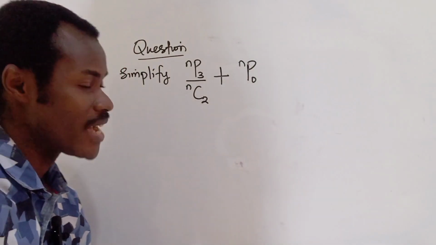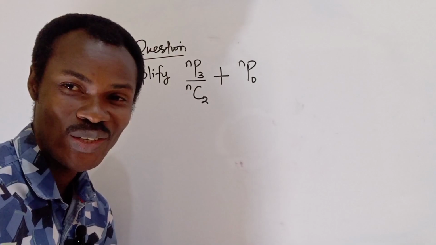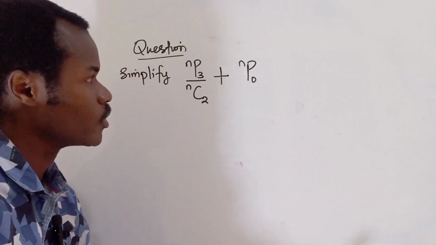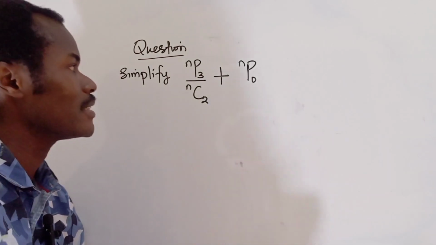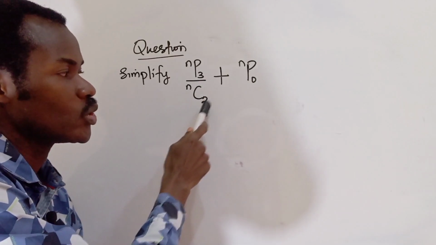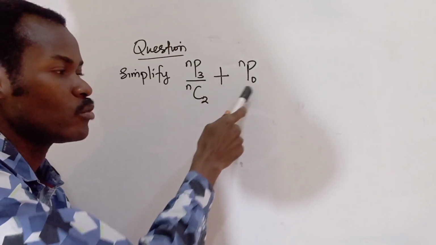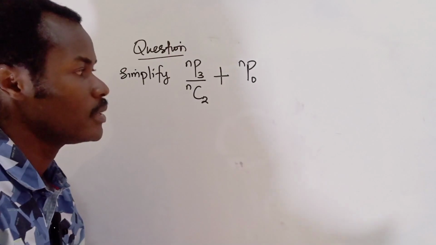Alright, so today let's look at this problem. It's a problem on permutation and combination. So without wasting much of our time, let's get right into the question. It says simplify nP3 divided by nC2 plus nP0. So how do we go about solving this problem?